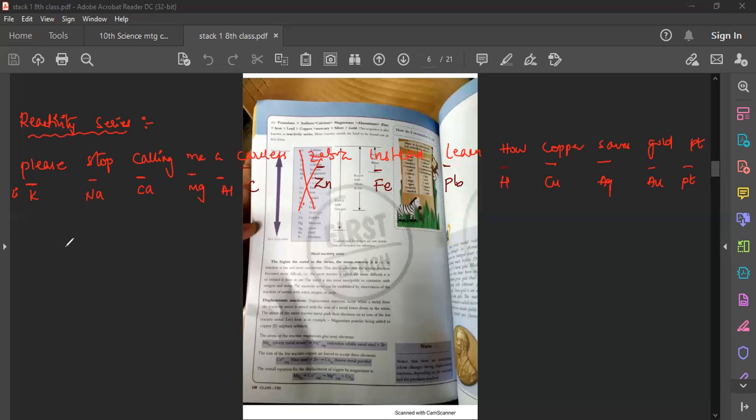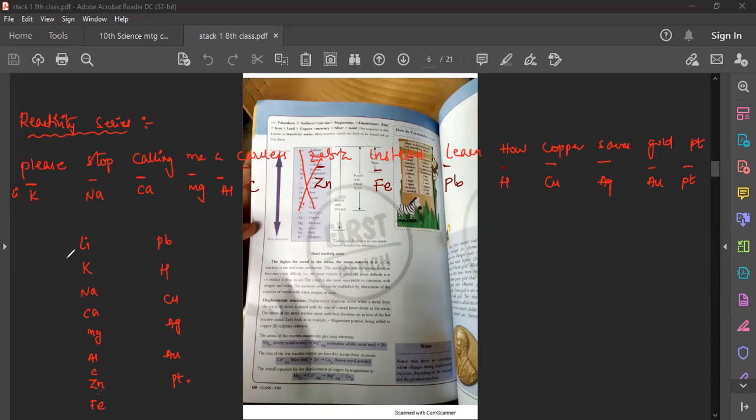So what is the reactivity series? What is the first element? Lithium, potassium, sodium, calcium, magnesium, aluminium, carbon, zinc. What is the next one? Iron. Next, lead, hydrogen, copper, silver, gold, platinum. Understand? These are the elements in the reactivity series.